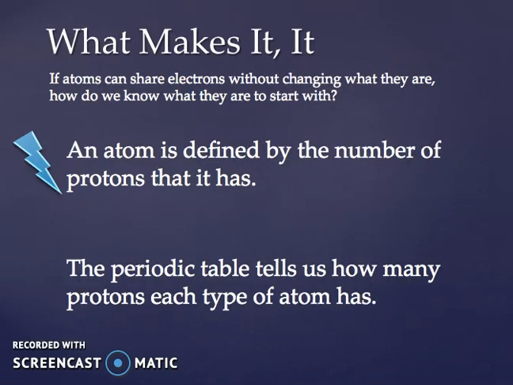So, what makes an atom an atom? Why do we call it a carbon atom or a nitrogen atom? What makes it what it is? So, if atoms can share electrons without changing what they are, how do we know what they were to start with? So, an atom is defined by the number of protons that it has. The periodic table tells us how many protons each type of atom has.